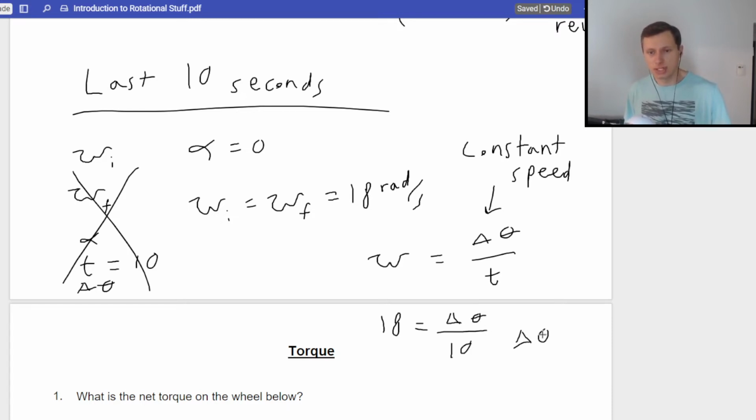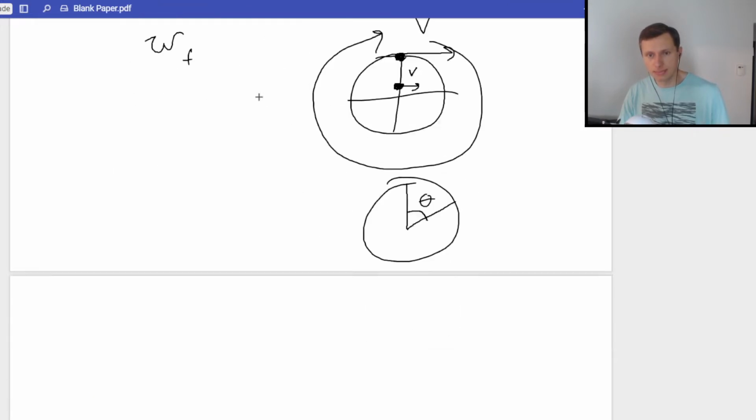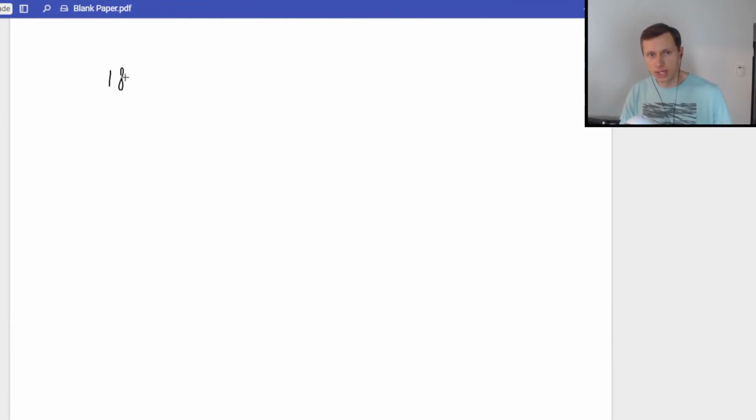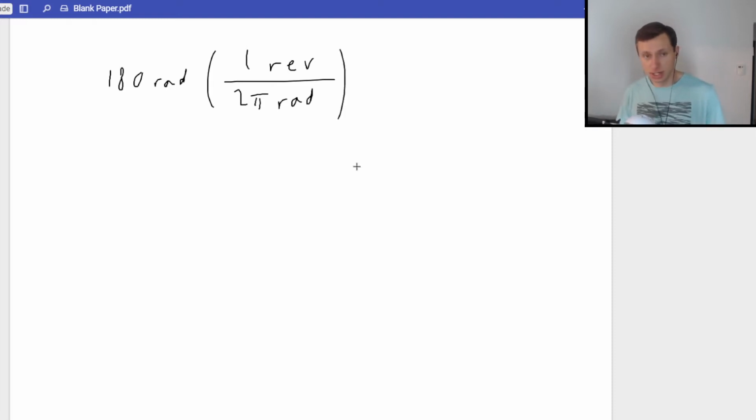Very simple, delta theta is equal to 18 times 10, it's going to be 180, again, that's radians. So we do need to convert from radians to revolutions again. Let's do that here. 180 radians times 2 pi radians in the denominator, and then 1 revolution in the numerator. 180 divided by 2 divided by pi, we get 28.6, and that again is going to be revolutions.